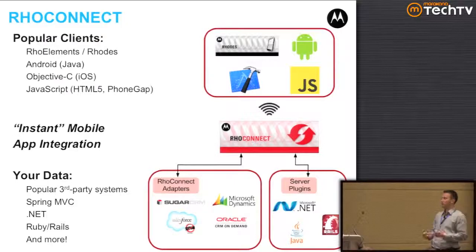So what we do here with server plugins is we build upon that concept. And you can see here we support some pre-built adapters for systems like SugarCRM, Microsoft Dynamics, Oracle, Salesforce, or you could, of course, build your own source adapters. And then for server plugins, we currently support Microsoft .NET MVC, Ruby on Rails, which will be what I'm showing today, and Spring MVC for Java.